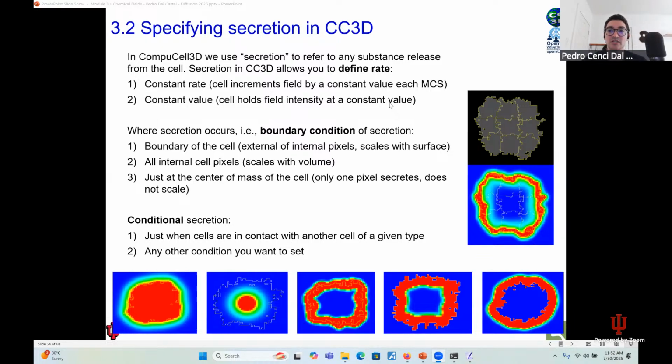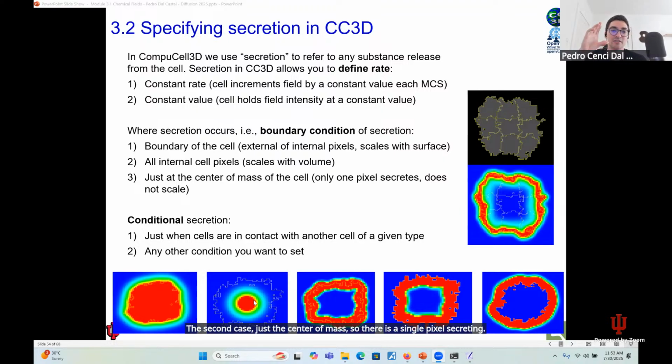You can also specify where secretion occurs. You can set secretion to occur at the boundary of the cell, at all internal pixels of the cell, and also at the center of mass of the cell. So I have different snapshots here exemplifying. In the first one, all pixels of the cells are pumping material into the field. The second case, just the center of mass, so there is a single pixel secreting.